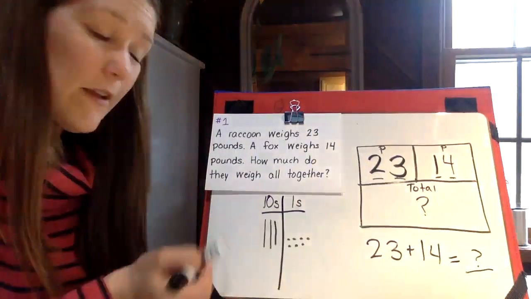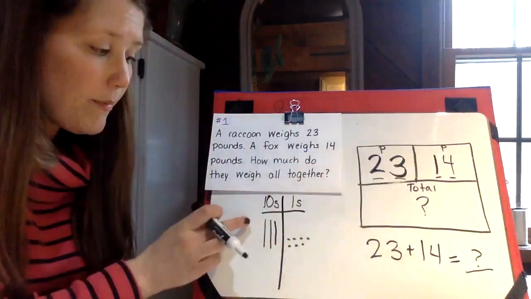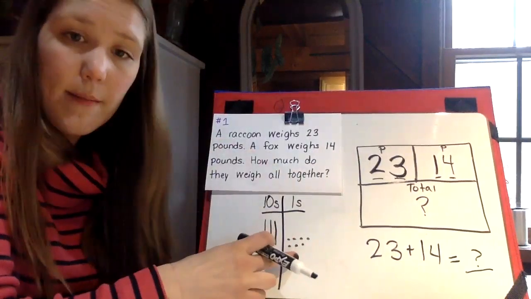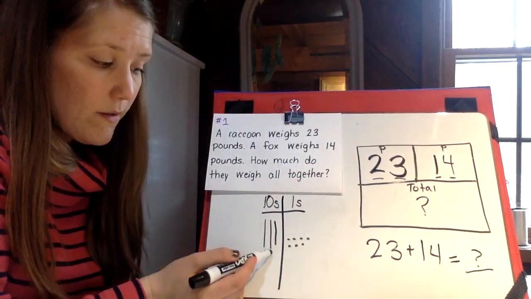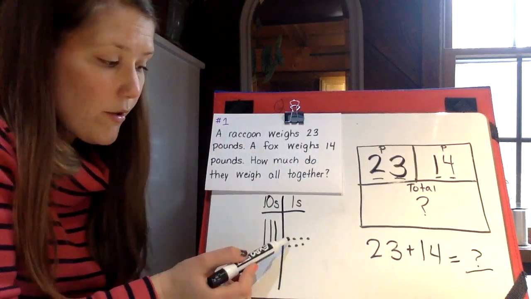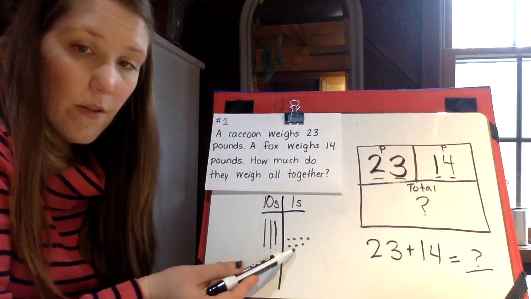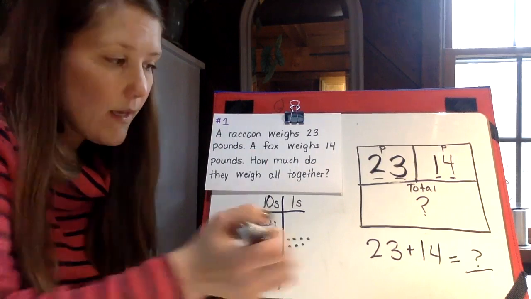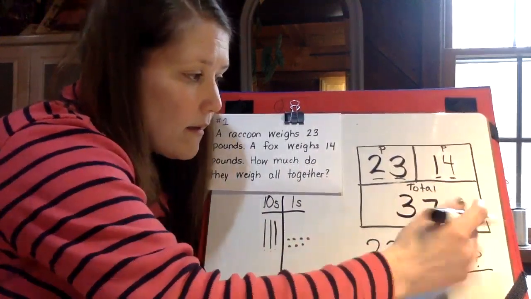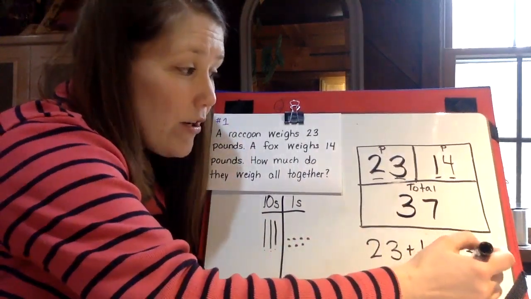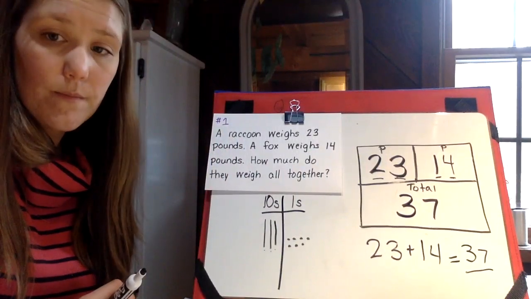Okay, now I'm going to figure out all together how much is on my board. I took the weight of the raccoon and I put it on there, and then I took the weight of the fox and I put it on there, and now it's going to tell me how much they weigh all together. Let's count. 10, 20, 30, 31, 32, 33, 34, 35, 36, 37. So this is telling me, using base 10 blocks, that together the raccoon and the fox weigh 37 pounds.